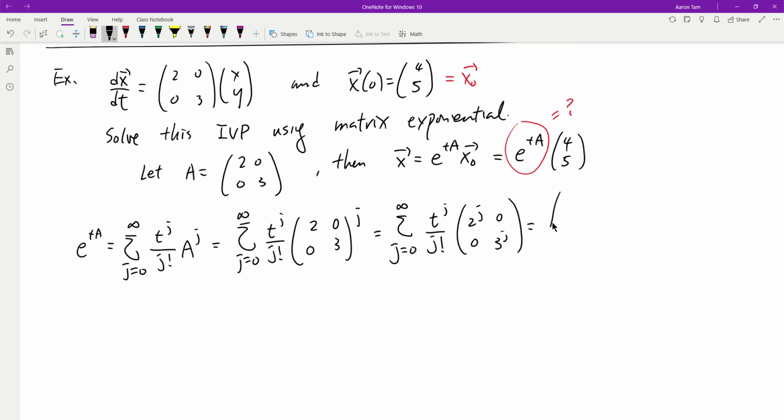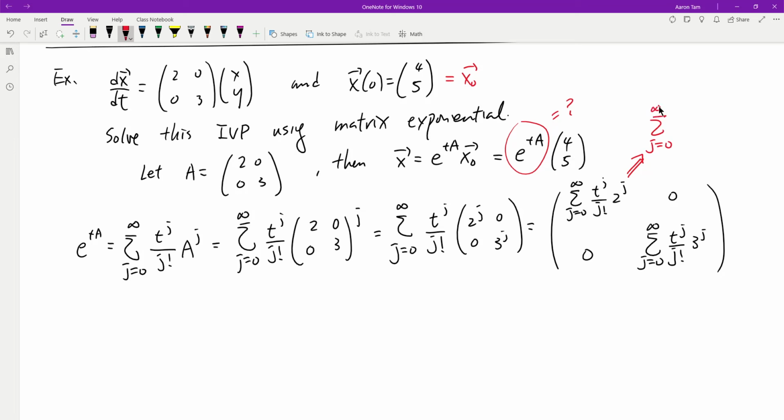Now what I'm going to do is distribute the summation to the main diagonal, because the other two entries are just 0, so they're totally not relevant. Now how do we interpret what happened here? It's actually pretty simple to interpret. If you look at this right here, I'm going to just go from here. That basically means the summation j from 0 to infinity of 2t to the j over j factorial.